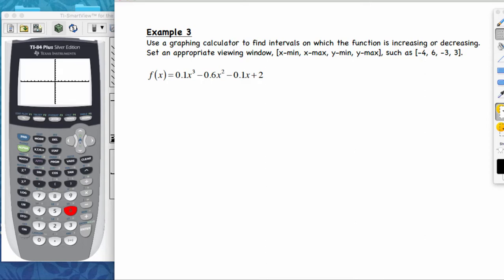In example 3, we are going to use a graphing calculator to find intervals on where our function is increasing or decreasing. So the first thing that we have to do is type in our function, and then the second thing that we're going to do is set our window to the suggested dimensions that they give us in our example. And then after we do that, we are going to find our maximum and our minimum values on our function, because those are the places where our intervals are going to change.